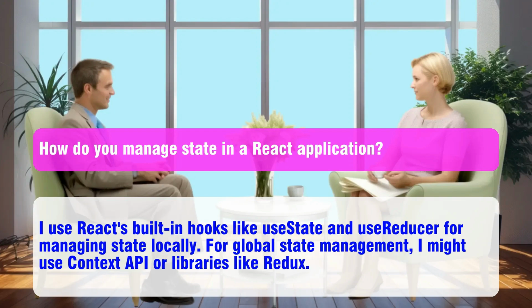How do you manage state in a React application? I use React's built-in hooks like useState and useReducer for managing state locally. For global state management, I might use Context API or libraries like Redux.